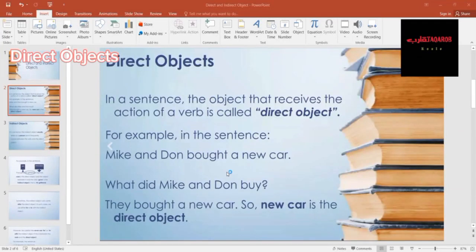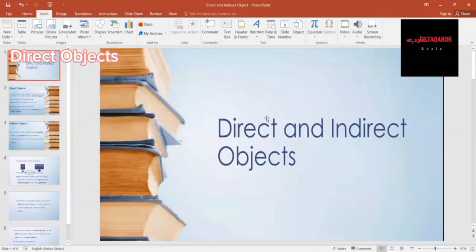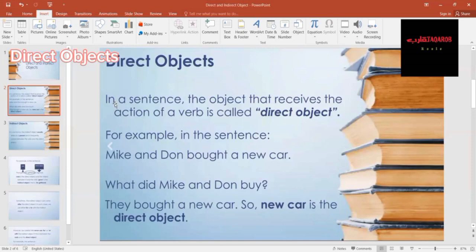Today we're going to talk about direct and indirect objects, okay? So, the direct object in the sentence is the object that receives the action of a verb. For example, in the sentence, Mike and Don bought a new car. What did Mike and Don buy? They bought a new car. So, new car is the direct object.